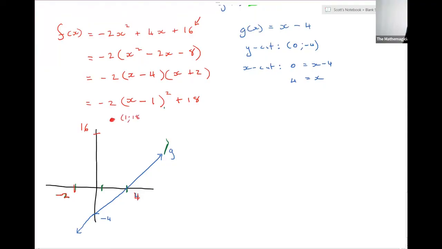1 and 18, called a maximum in this case, because it's the top of the graph. And we go, oh, please do this nicely, coming around and down again. Ouch. All right, great.